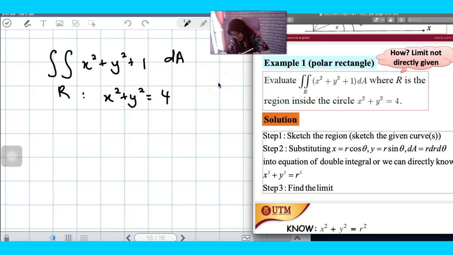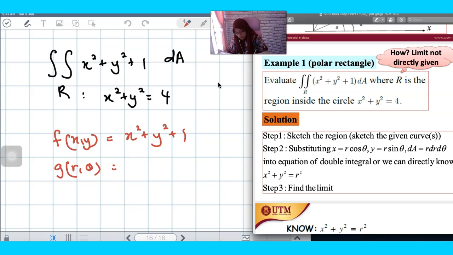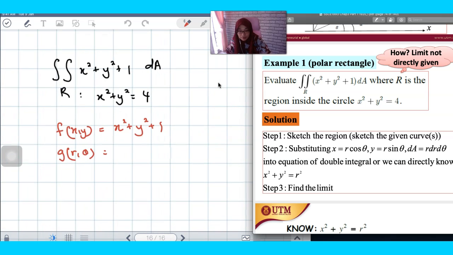we convert into polar. Okay, so firstly what you have to do is the integrand itself. For the integrand, we have x squared plus y squared plus 1. So now we want to convert the function. Let's say I'm using f, but it cannot be the same, because once you convert into polar, your expression is different. So let's say I put g now in terms of r theta. So you have to know the basic relationship between the polar and Cartesian.